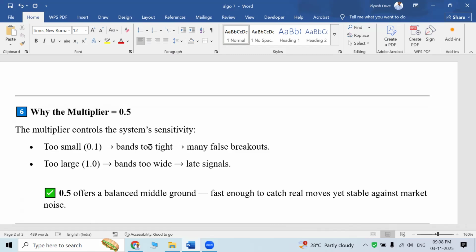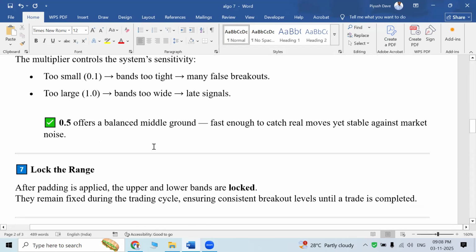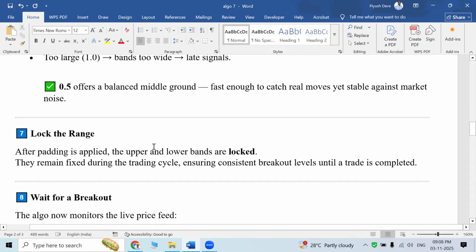So we need to take a value in between 0.1 and 1. That's why we have given the multiplier as 0.5. Now this will help us get the balance, the middle ground between the tight band and the wide band. Okay. Now once this range is locked, the upper band and lower band are calculated.